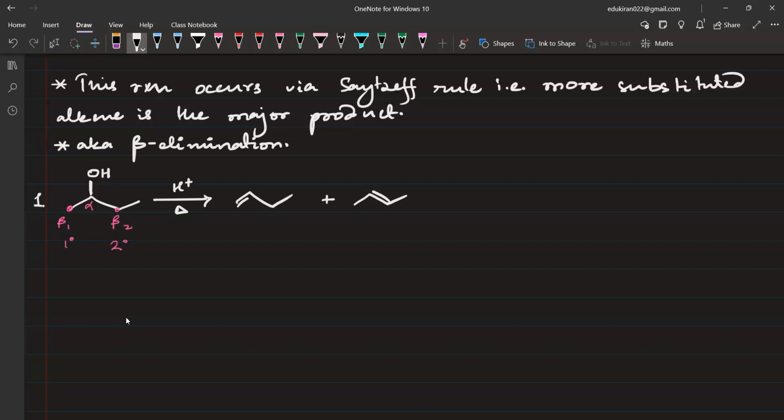If you remember, 1 degree के साथ double bond या 2 degree के साथ double bond? Which will be major, guys? Beta elimination. 2 degree वाला major है ना? Very good. So this will be major and this will be minor.